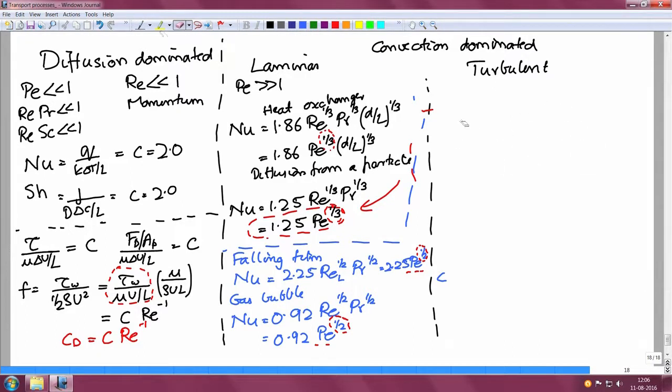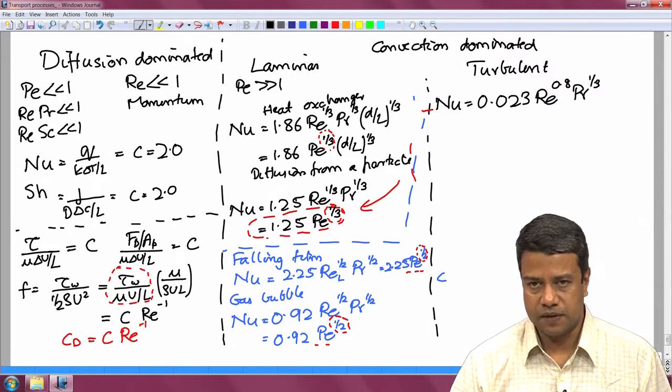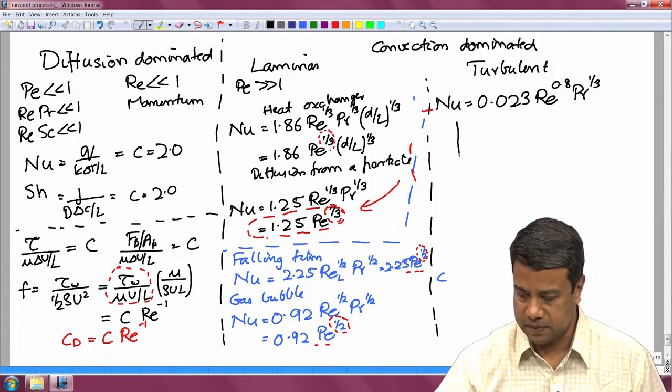So, in a heat exchanger, for example, the correlation in a turbulent flow, we had seen it earlier, Nusselt number is equal to 0.023 Re^0.8 Pr^(1/3). You have similar correlations for the flow past a particle and so on. And similarly, the friction factor versus Reynolds number.